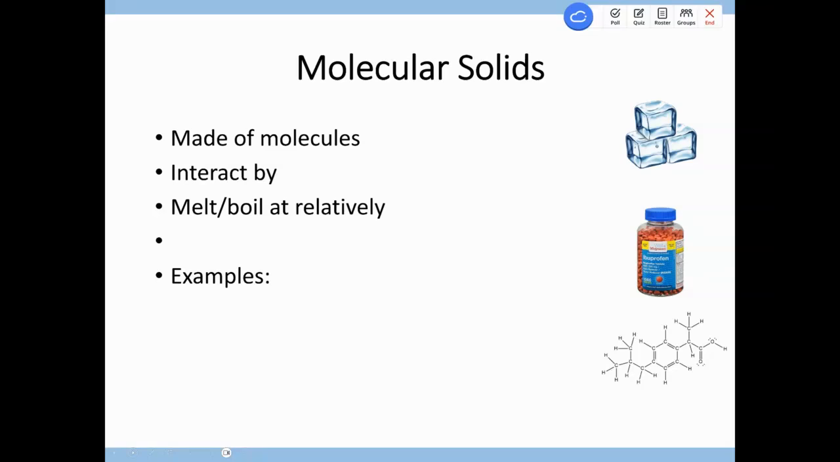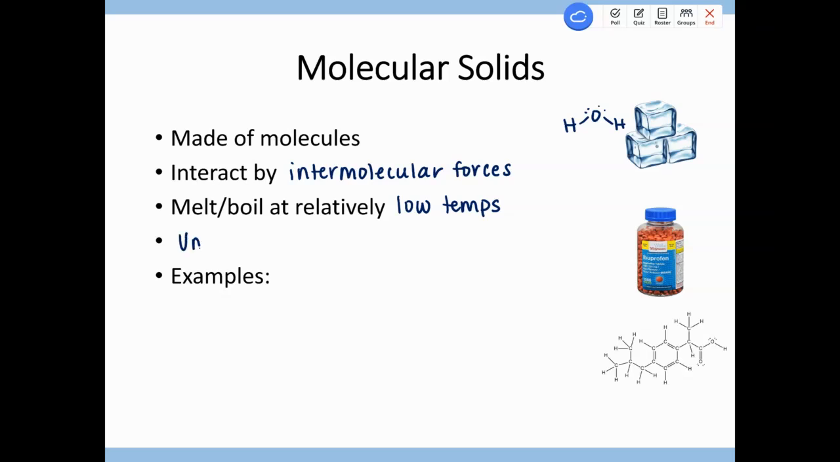So we've talked about that with liquids. These interact by intermolecular forces. We have ice at the top. Remember, ice is solid H2O. That's also a molecule held together by intermolecular forces. These melt or boil at relatively low temperatures. Compared to the forces that are holding other solids together, intermolecular forces are relatively weak. We'll talk about the other forces. So these melt and boil at relatively low temperatures.